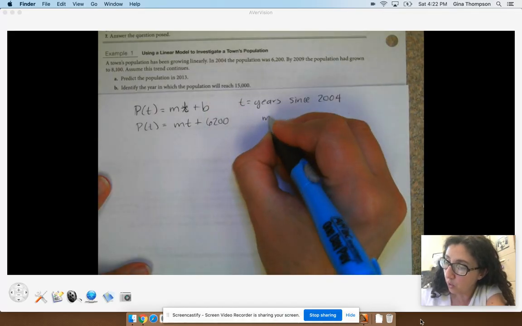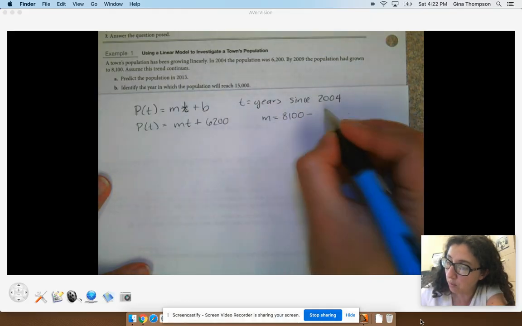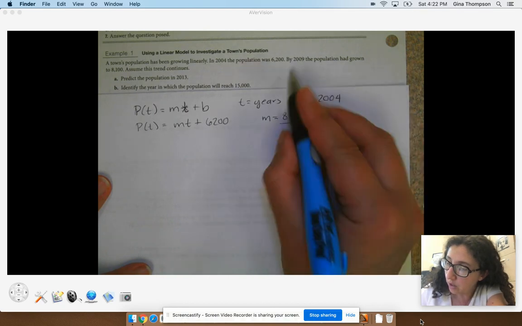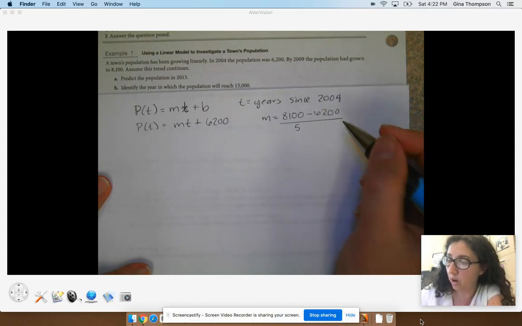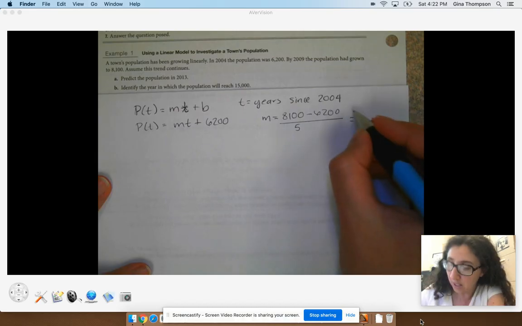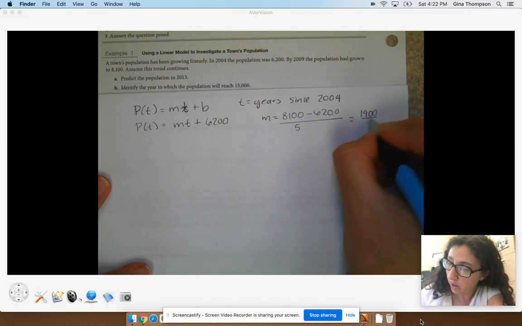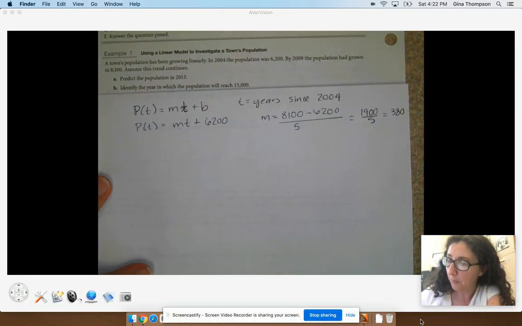So let's see, m is going to be this population, 8,100 minus the initial population over, let's see, this is 5 years. So we could say 2009 minus 2004, or just say 5. Let's see, this is 1,900 divided by 5. So let's see, what is that? 380. Okay, so the town population is growing by 380 people per year.